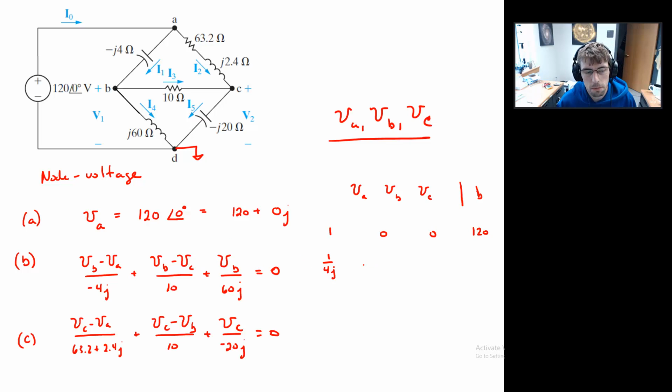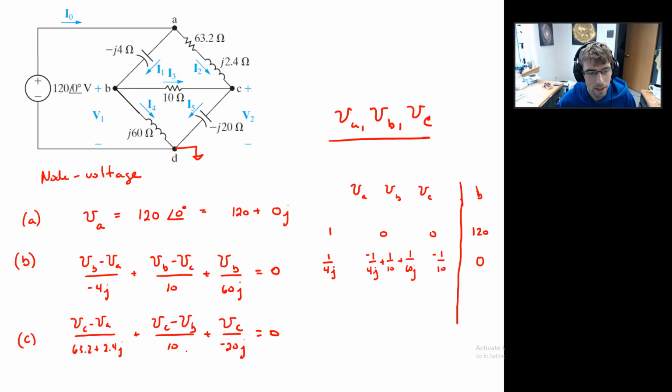In the second part, I have negative 1 over 4j, plus the 1/10, plus the 1 over 60j. And the third one, I have negative 1/10, and the whole rigmarole equals 0.